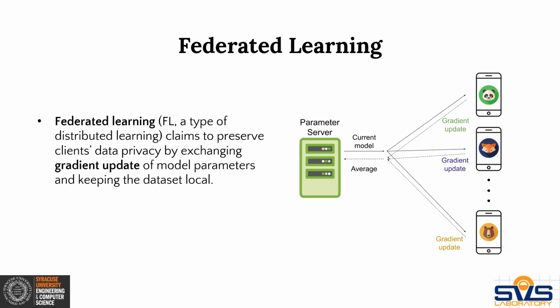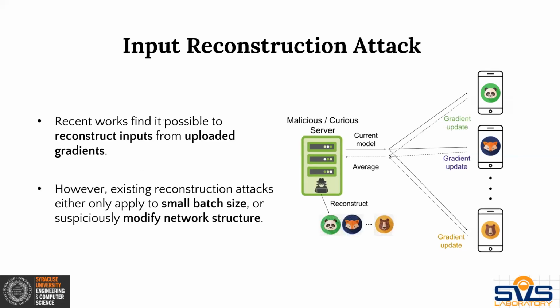Federated learning is a type of distributed learning that claims to preserve clients' data privacy by exchanging the gradient update of the model parameters and keeping the dataset local. But on the other hand, recent works such as deep leakage and gradient inversion find it possible to reconstruct the inputs from the uploaded gradients.